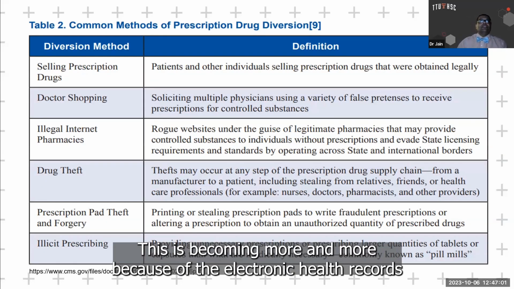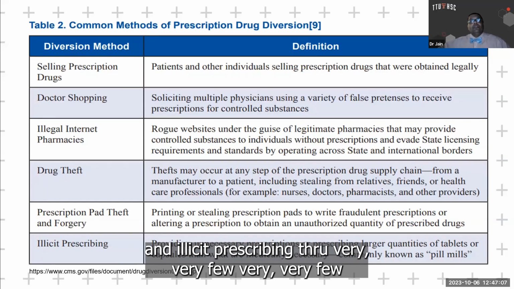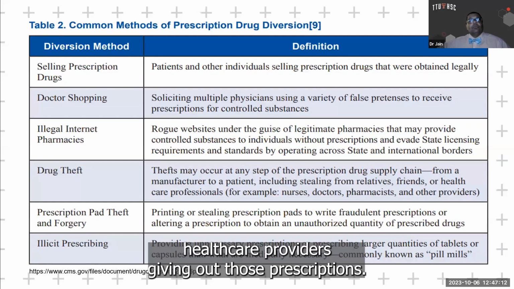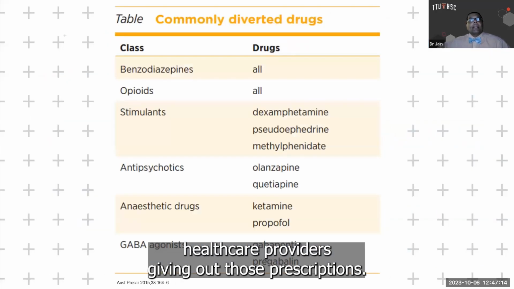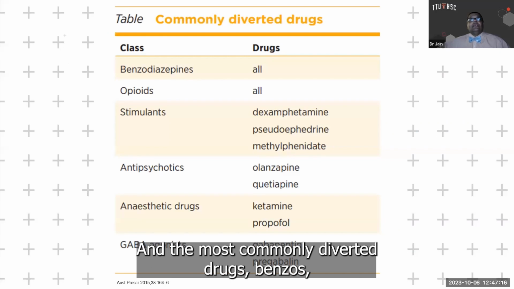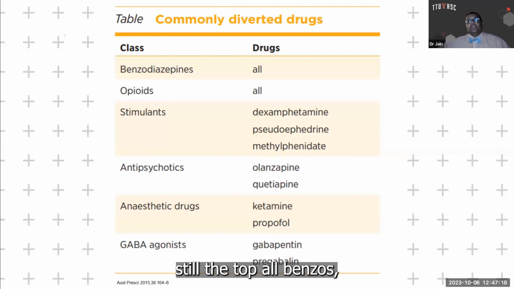Prescription pad pharmacy is becoming more and more of an issue because of electronic health records, and illicit prescribing through very, very few healthcare providers giving out those prescriptions. The most commonly diverted drugs, benzos, are still the top. All benzos, all opiates, certain stimulants, including antipsychotics.